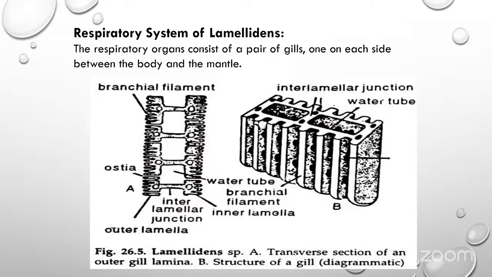Now let us see the respiratory system of Lamellidens. The respiratory organs consist of a pair of gills, one on each side between the body and the mantle. These are the interlamellar junctions. This is the water tube. These are the branchial filaments, ostia.